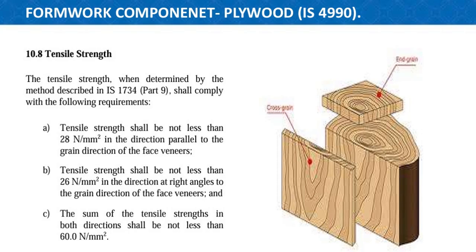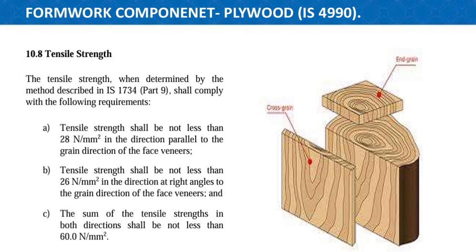But the code has given another parameter to satisfy to accept the plywood, that is the sum of the tensile strength in both directions shall not be less than 60 Newton per millimeter square. So this direction plus this direction should not be less than 60 Newton per millimeter square.